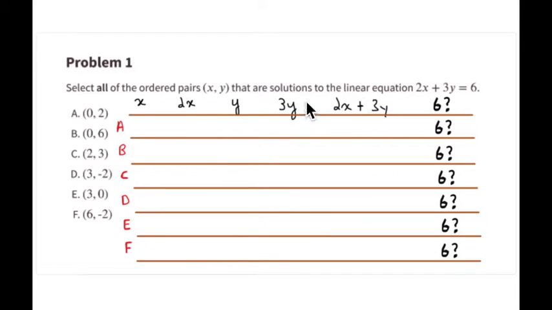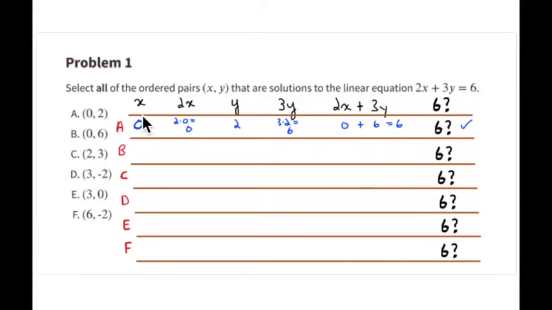I'm going to make this table, and I'm going to list the x-coordinate for each of these. These are called coordinate pairs, and they identify a point on a coordinate grid, a graph. The x-coordinate is the first coordinate that's listed, and the y-coordinate is the second coordinate that's listed. So in this first one, x is 0, y is 2.